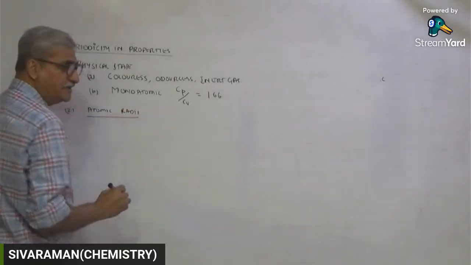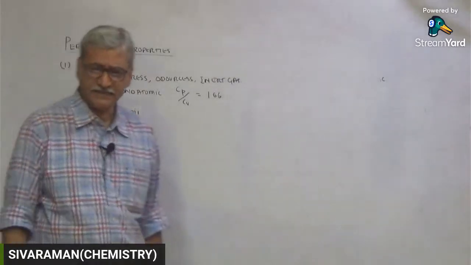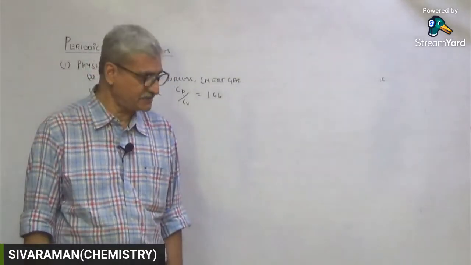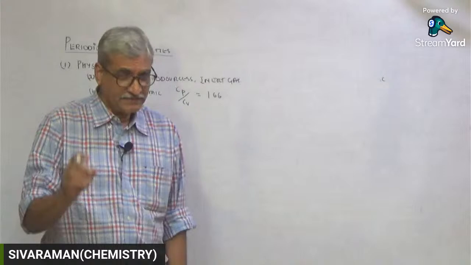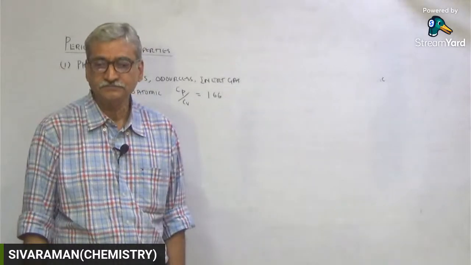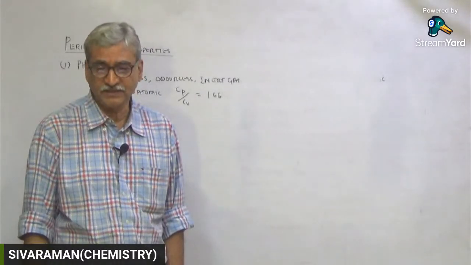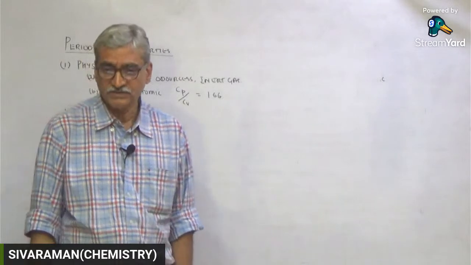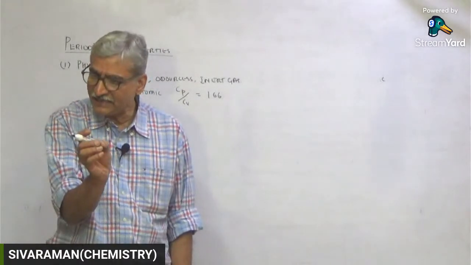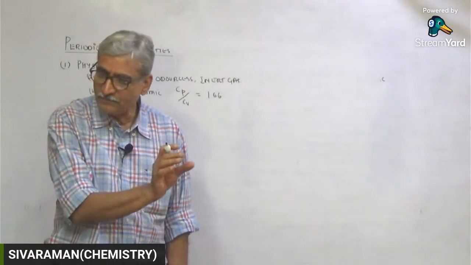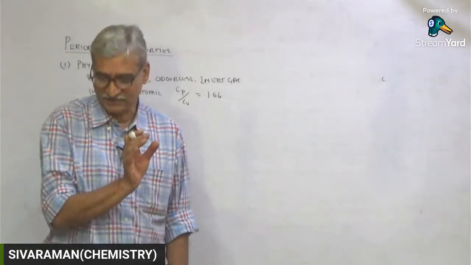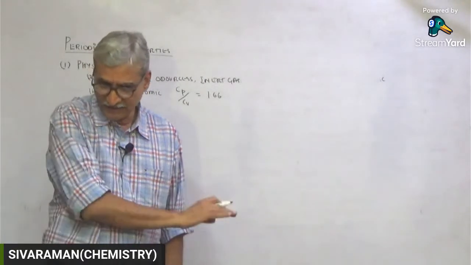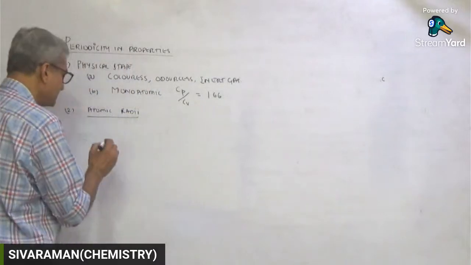What happens as we go down in the period? Atomic radii decreases. But because these have the outermost shell completely filled, there is tremendous repulsion between the paired electrons. So they have a slightly higher atomic size as compared to the corresponding, the adjacent halogen.